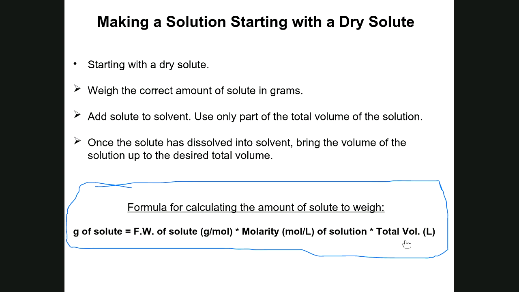They may give you the total volume in liters, but if they don't give it to you in liters and they give it to you in milliliters, you need to convert it to liters so that you can cancel out these units. Because remember, in the end, you're weighing out dry solute. So what's going to be the units of measurement when you get your answer? Grams.